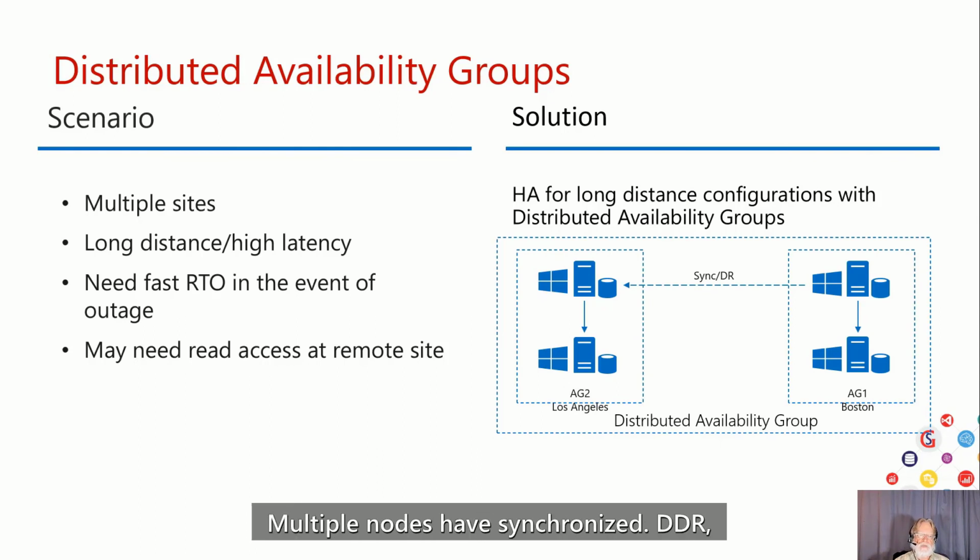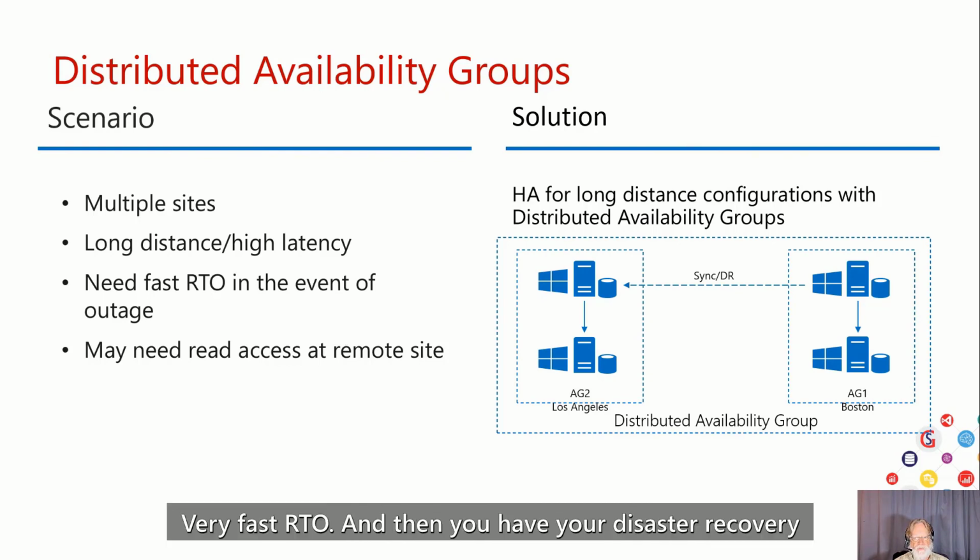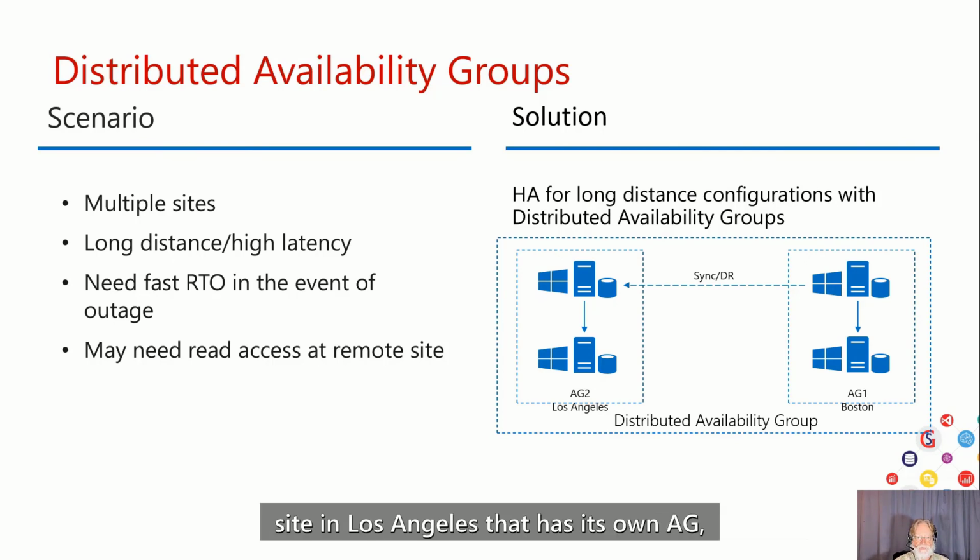You have synchronized DR, so that gives you a low RPO, very fast RTO. And then you have your disaster recovery site in Los Angeles that has its own AG, so you can fail over to that availability group and have your full functionality available there.